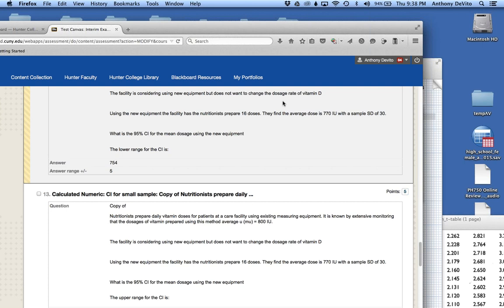So now we have to find our confidence interval for the true mean for the new equipment. We know that the mean X bar is 770. We know that the standard deviation of the sample of 16 doses is 30. And we want to find our 95% confidence interval. Let's go ahead and do that.